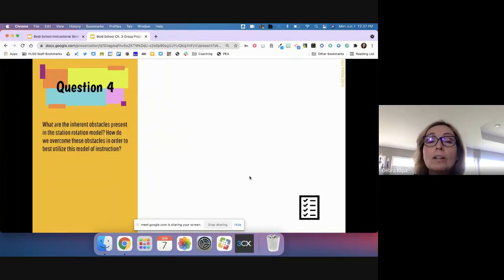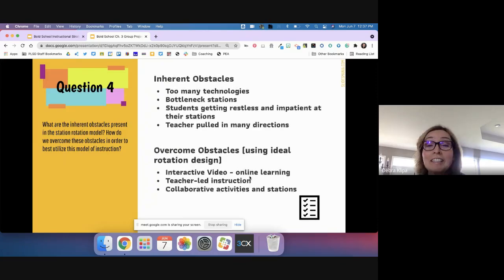So question 4 is, what are the inherent obstacles present in the station rotation model? They gave a great example of this, and essentially it is if you have too many technologies at once. The example they gave was a woman trying to use 3 or 4 different technologies that were all new to the students, and so it bottlenecked the stations, and then she had to keep going back and interacting with all the groups when she was trying to work on her own group. So she was pulled in a lot of directions. And again, as Ryan alluded to, the students get very impatient.